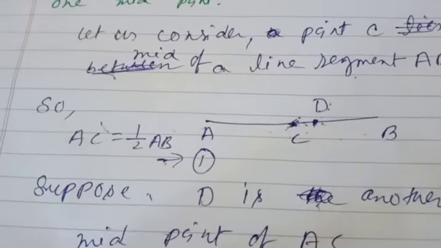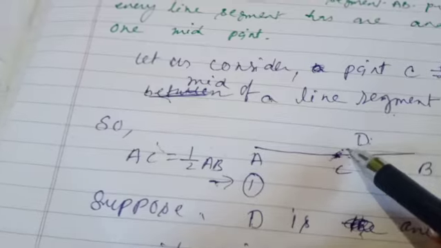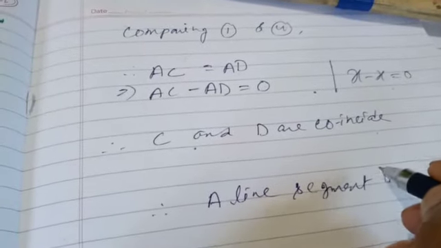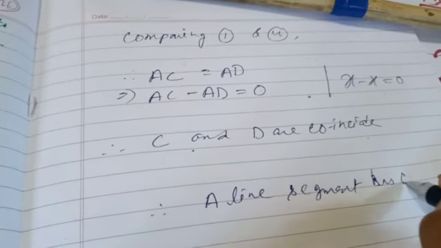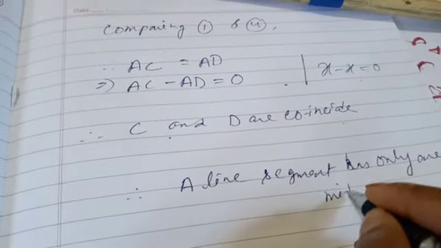And already you know from the axiom that things which coincide are equal. So C and D coincide means C and D are equal. If C and D are equal, there is only one midpoint, means C and D are in one position only. So a line segment has only one midpoint.